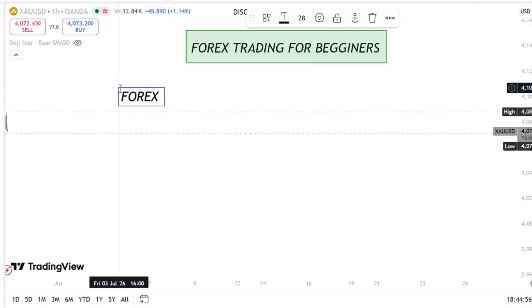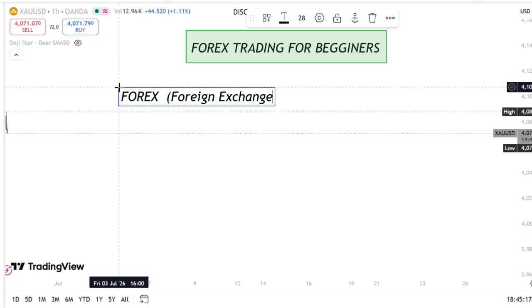Forex simply means foreign exchange. Foreign exchange is the short form, which is Forex.